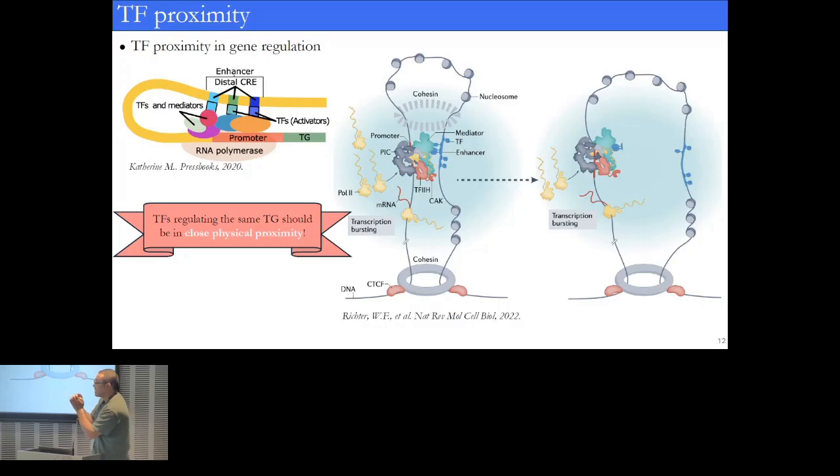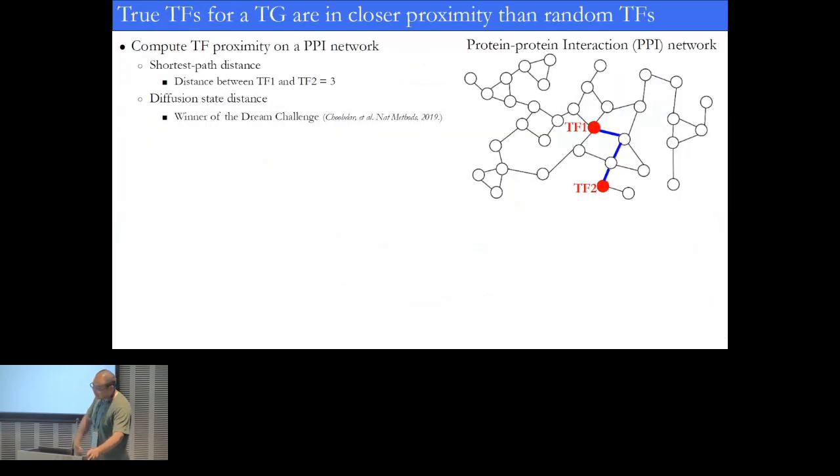They are physically close. Actually, this is not new, and people currently doing this all know such a phenomenon. But in all these current methods published in rigorous journals, they don't consider such a thing, so we're trying to consider that. Before we propose our model, we try to use existing data to test whether this is true. Basically, what we're trying to prove is that true transcription factors for a target gene are in closer proximity than random transcription factors.